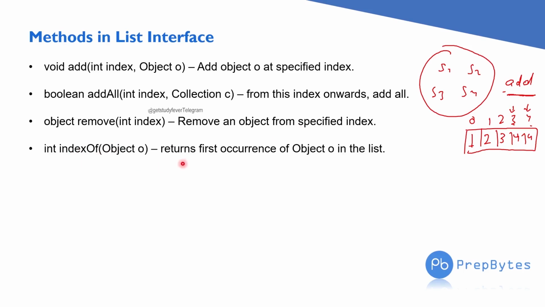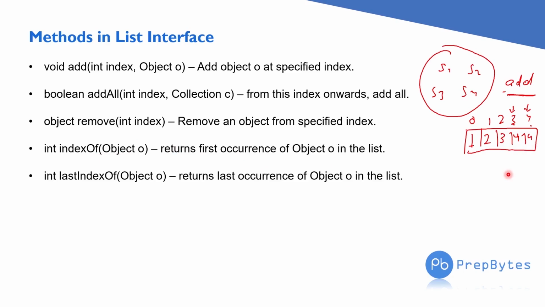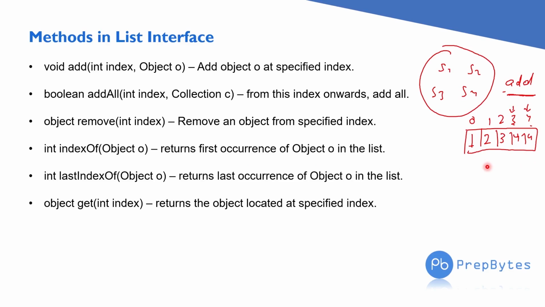Next is the indexOf method, which returns the first occurrence of object o in the list. If you have two objects, 4 and 4, and you pass 4, it will return the first occurrence of 4, that is 3. The lastIndexOf will return 4, the index of the last occurrence of that element. Next is the get method. If you pass 2, it will give you 1. If you pass 3, it will give you 2.